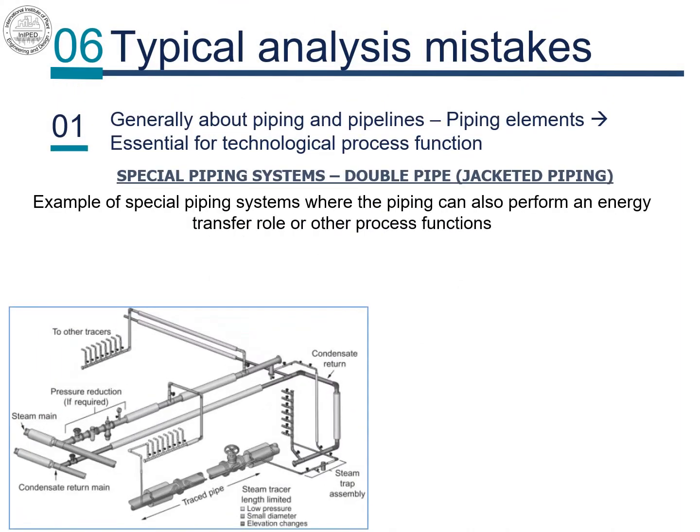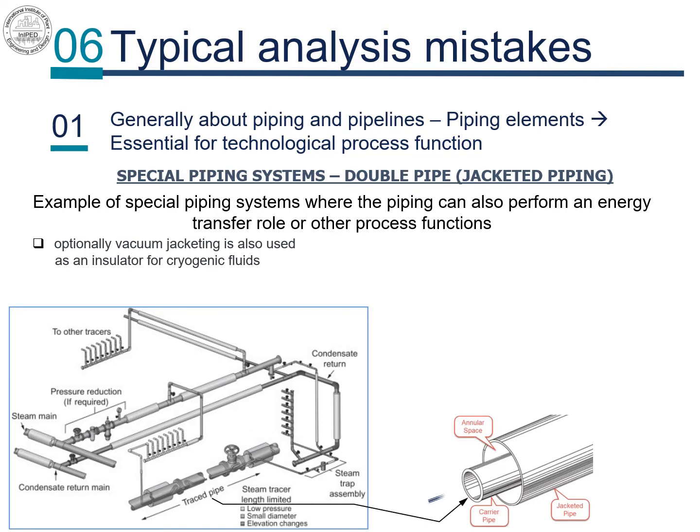Example of special piping systems where the piping can also perform an energy transfer role or other process functions. Can be used in various industrial processes where it is necessary that the transport of fluid is carried out at the predefined temperature. Optionally, vacuum jacketing is also used as an insulator for cryogenic fluids. Transported fluid is heated or cooled with another fluid, flowing around the inner pipe and through a heat transfer process maintaining the technologically predefined temperature.